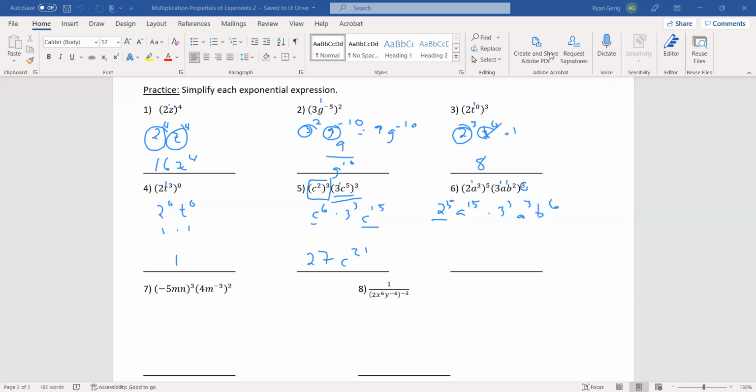Now I'm going to simplify my numbers real quick. 2 to the 5th is 32. A to the 15th, times 3 to the 3rd, which is 27, a to the third, b to the sixth.